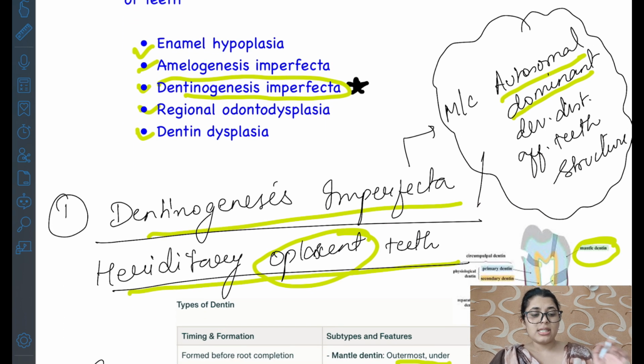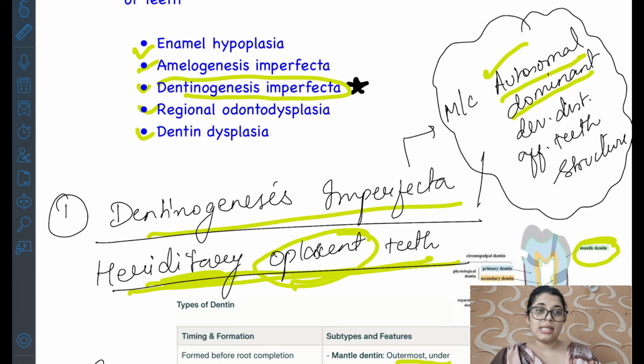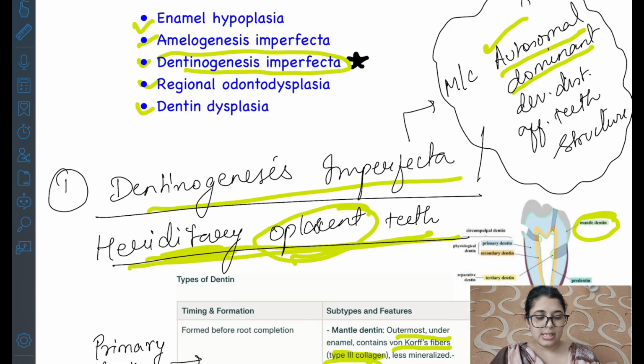Dentinogenesis imperfecta is also known as hereditary opalescent teeth. Why is it called hereditary opalescent teeth? Hereditary because it is the most common autosomal developmental defect. Opalescent because here the teeth become translucent in color.